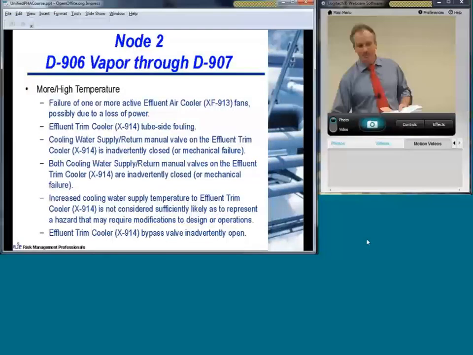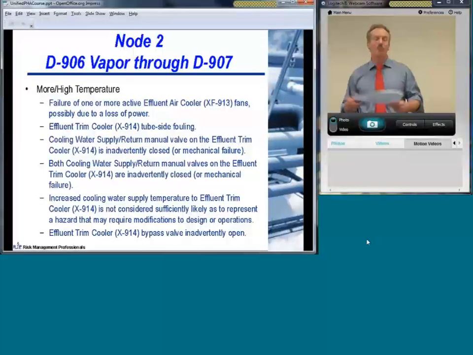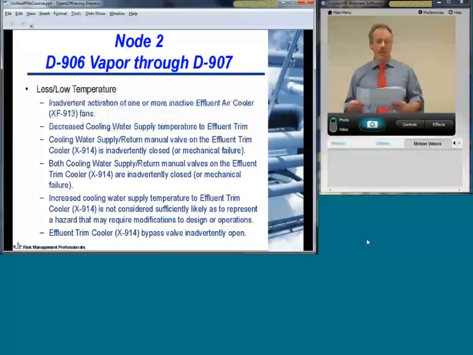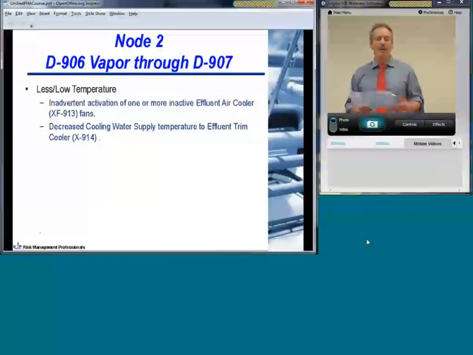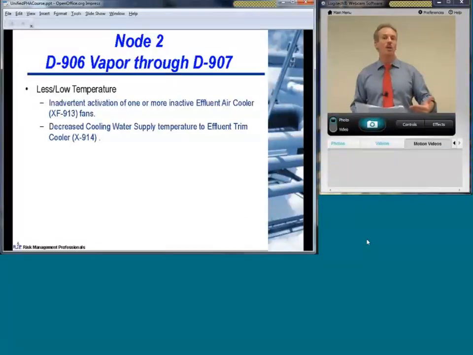For this particular system, since there are no louvers and there's no steam inlet to the cooler, that's really not an issue. So inadvertent activation of a fan, and also maybe looking at cooling water supply temperature decreases, that would be as far as I'd want to go with that. All right, so this is an example, and I'll be sending the results to you from this workshop, of some of the key things that can come out of these causal events when you're preparing them in advance.